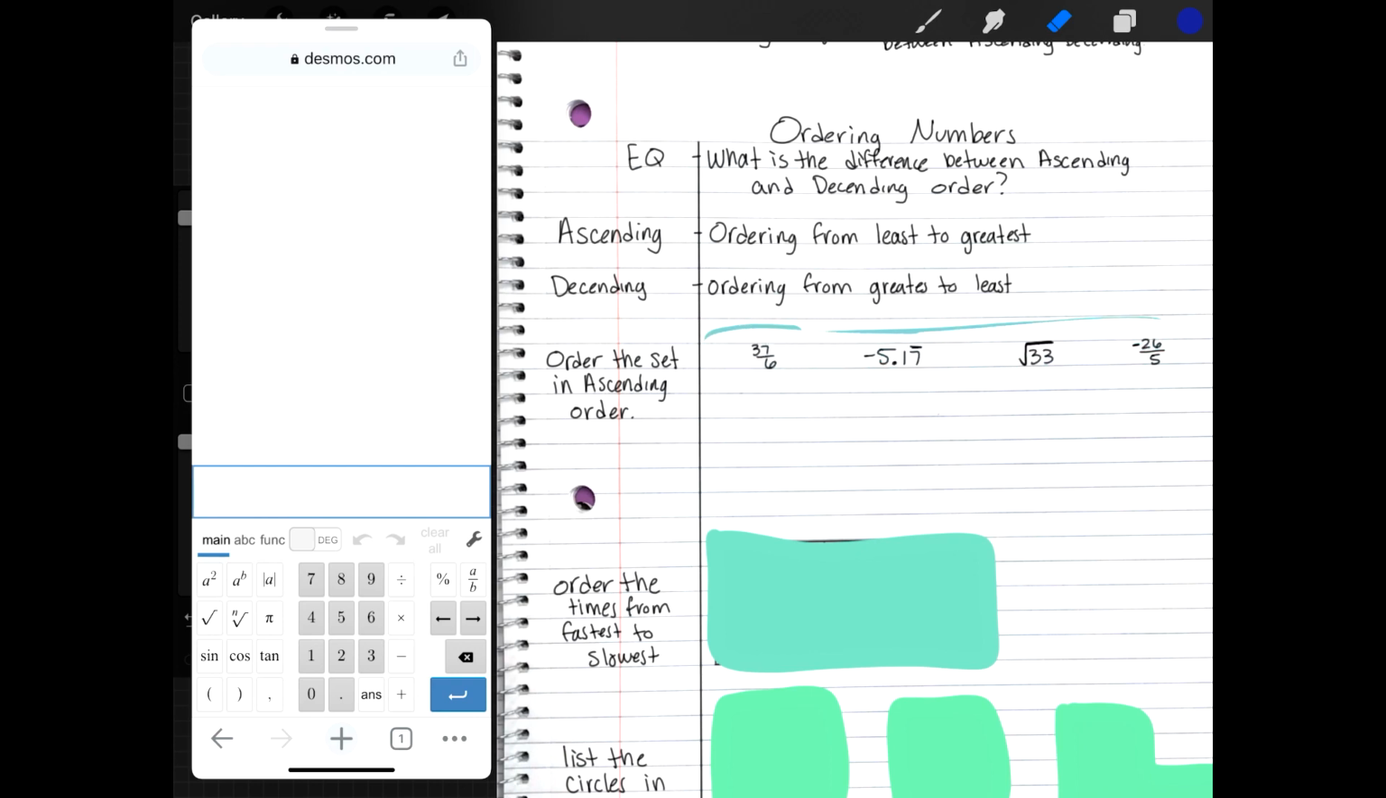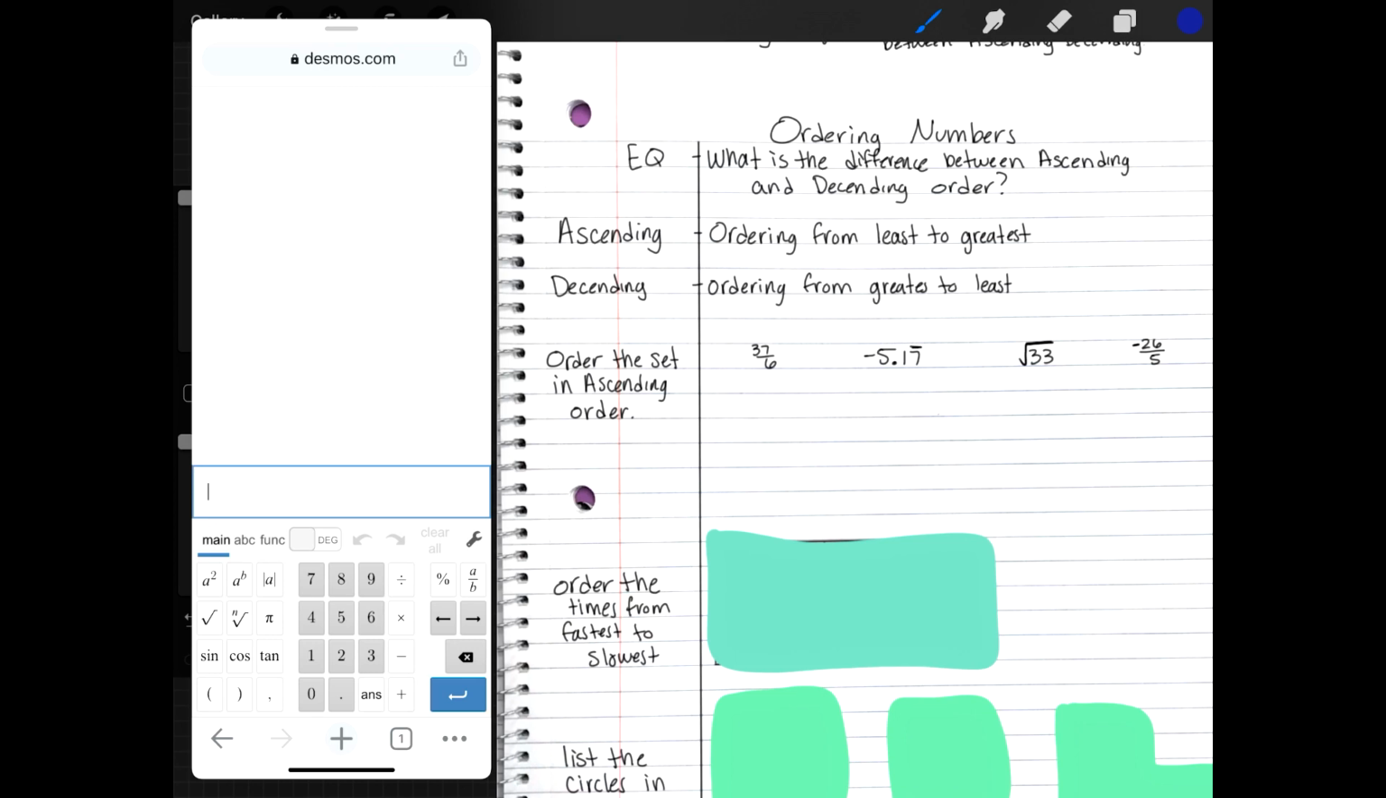So we're going to order the set in ascending order. And we have four numbers, 37 over 6, negative 5.1777, that 7 is repeating, square root of 33, and negative 26 over 5. If I look at these, I honestly can't tell you which one will be greater than the other because they're in different forms. So to help me order these in ascending order, I'm going to put them in decimal form.